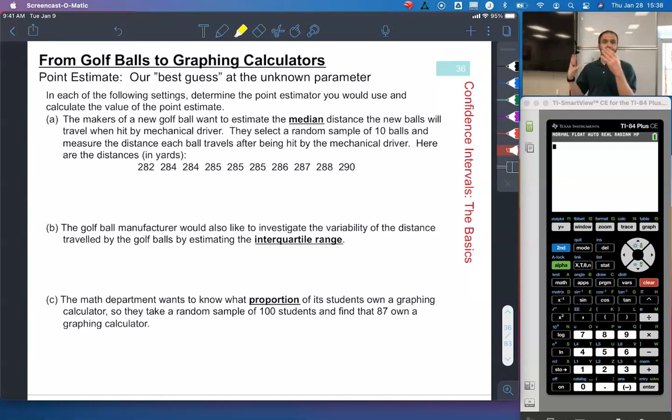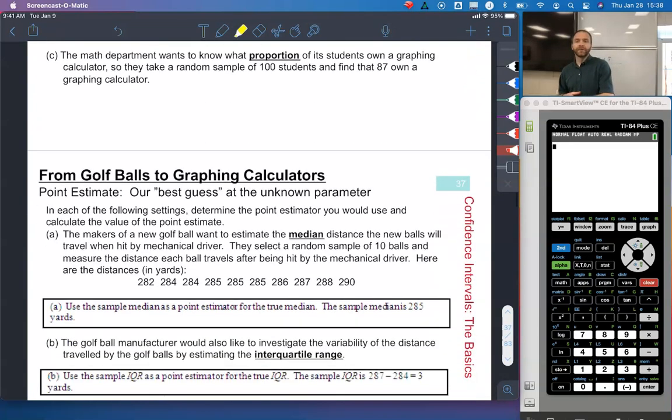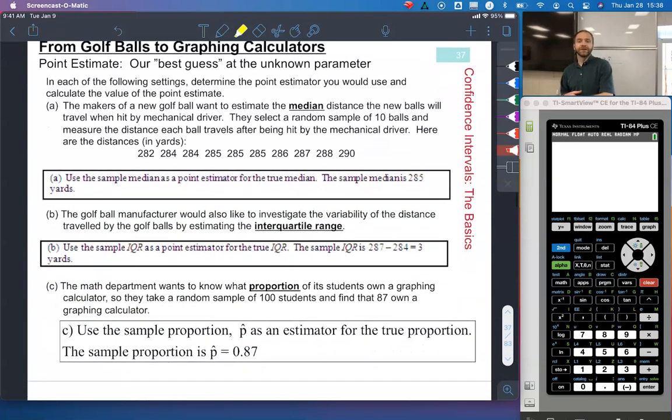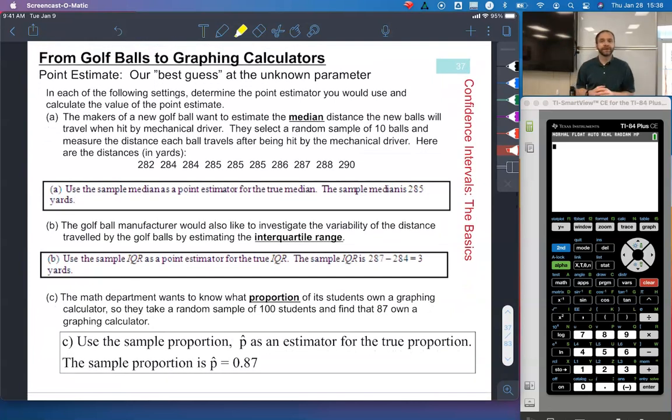Like I said, hopefully you're writing down your answers. If I'm trying to estimate the true median, the true interquartile range, or the true proportion, what I'm going to use are the sample versions of those. The sample median is the best guess, the point estimator, for the true median. And if I were to list them off, the sample median there is 285 yards.